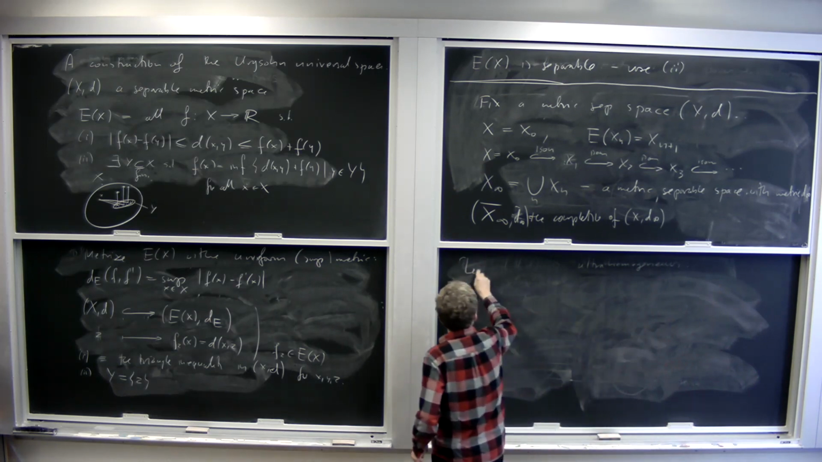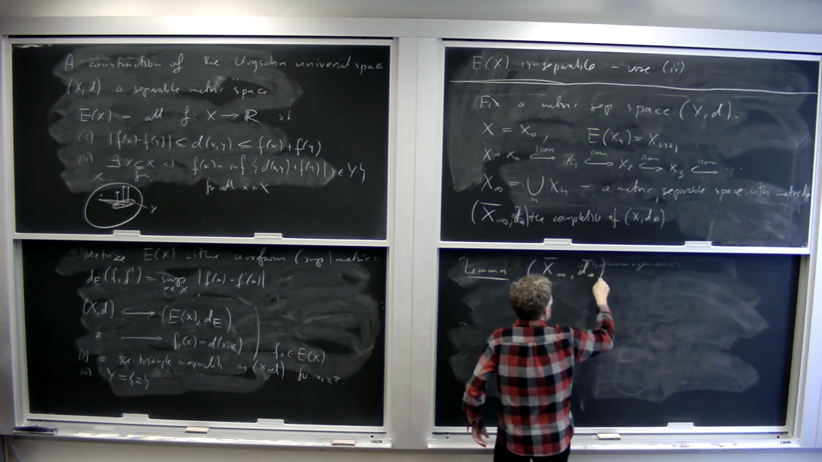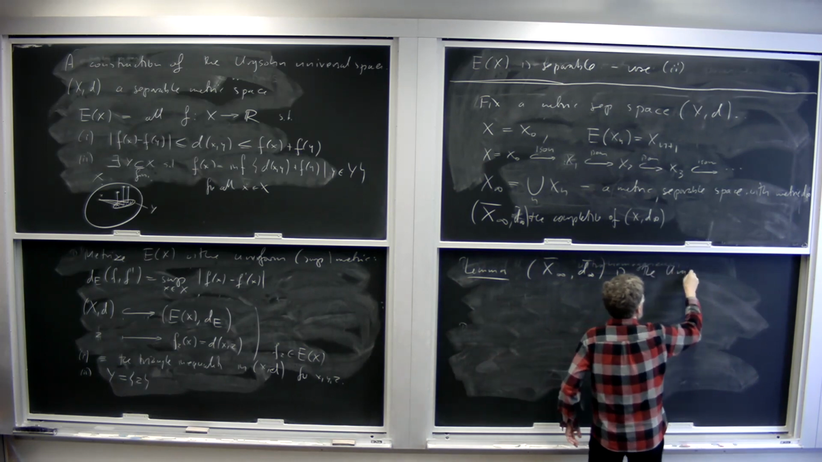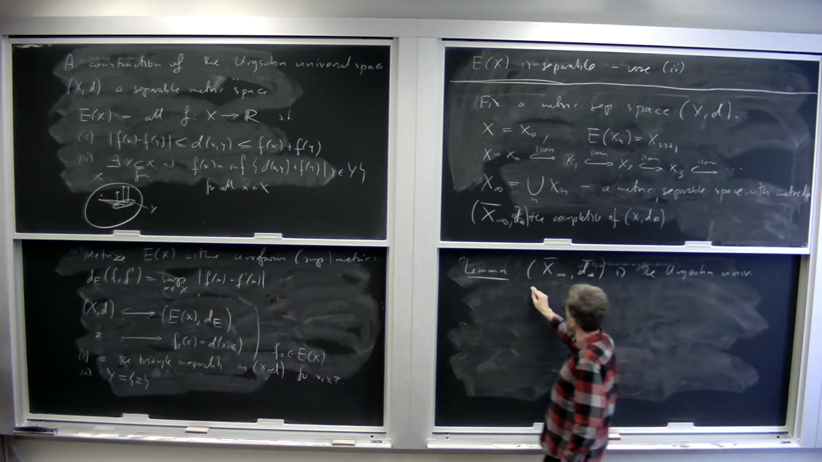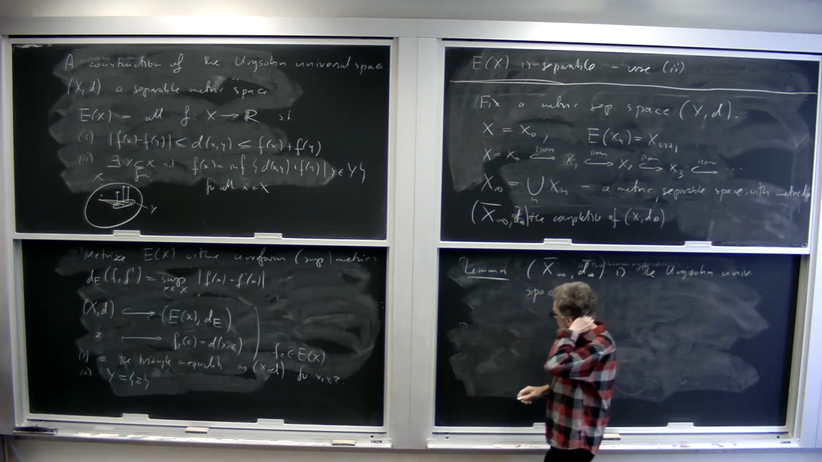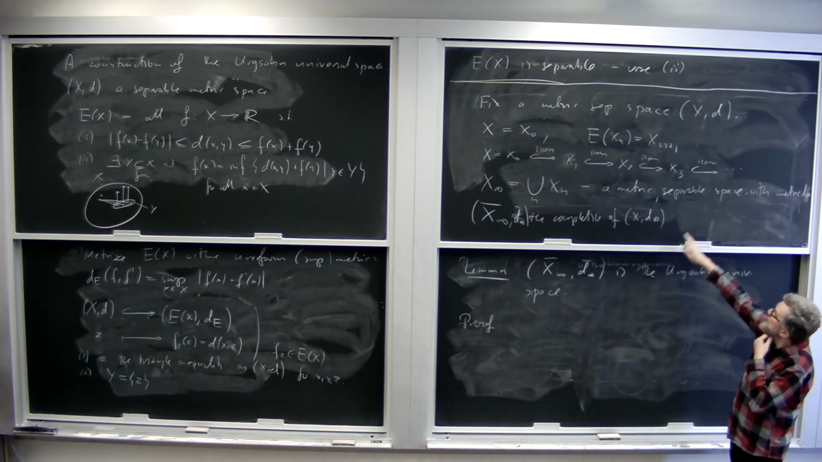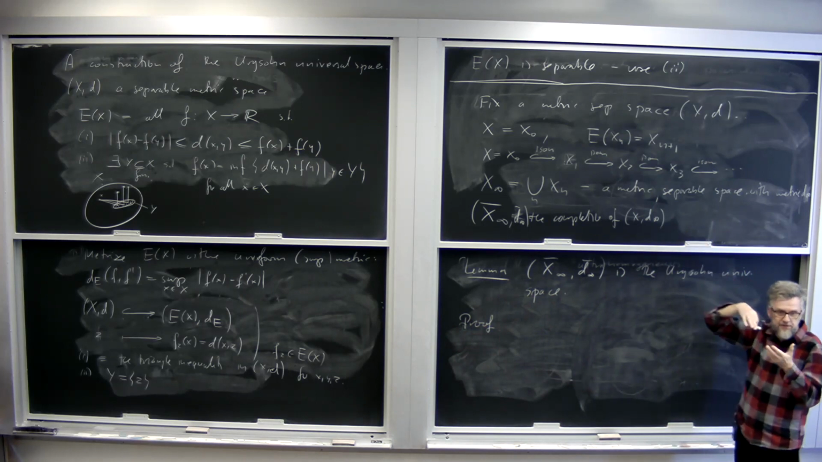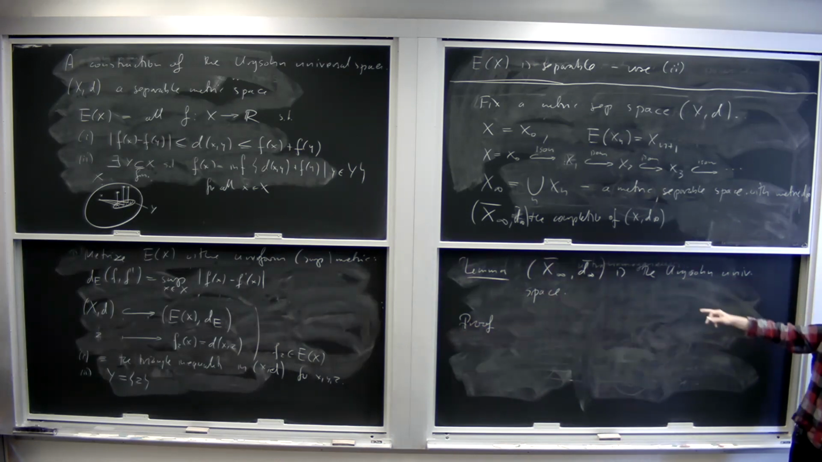So the lemma is that this is the universal Urysohn space. Let's try to prove it. I just need to prove it's separable and complete. The only thing I need to prove is this: if I have a subset of it and another finite metric space such that all of its points, except for one, are already in my space, I can embed this additional point. That's all I need to do.